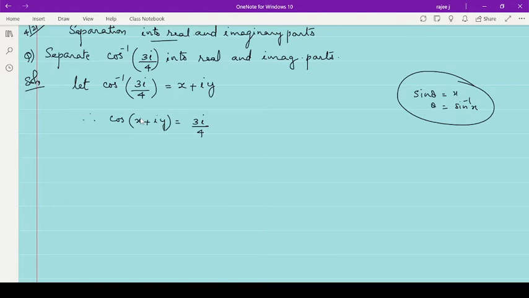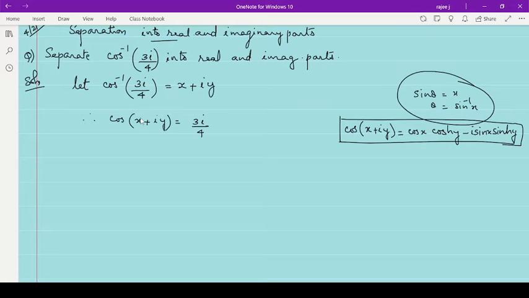So this cos of x plus iy formula is given by cos x cos hy minus i sin x sin hy. We know cos a plus b is cos a cos b minus sin a sin b. Similar to that, here cos x cos iy will come. Cos iy is cos hy, minus sin x sin iy. Sin iy is i sin hy. So this is the formula of cos of x plus iy. Using that, we'll expand this one.